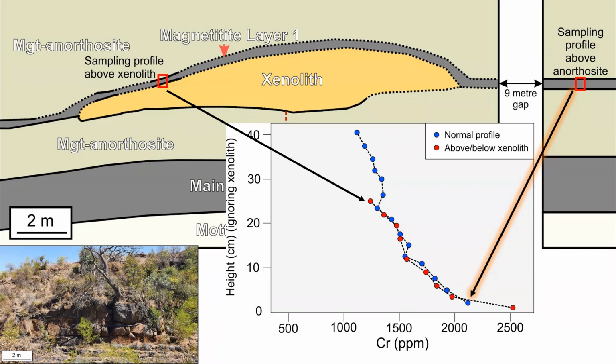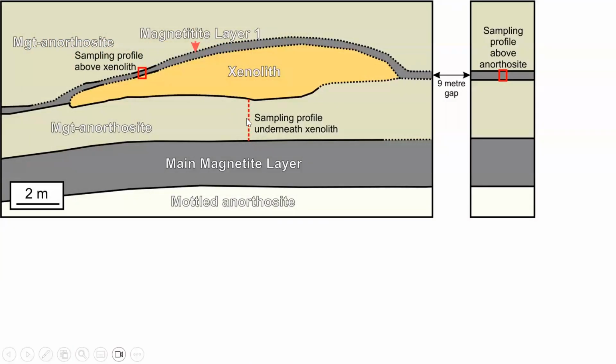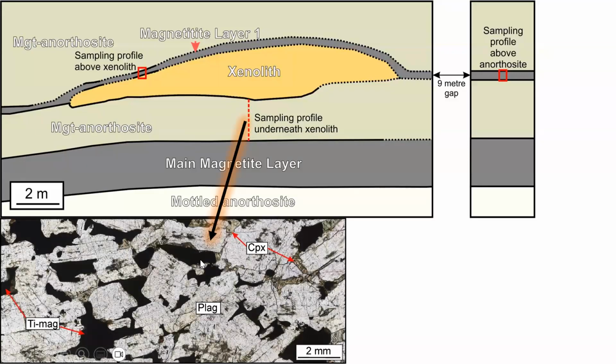Now, the second really important prediction states that if we really had chromium-rich liquids underneath these magnetitite layers, we should expect, if we can find cumulus magnetite in the underlying layer, it should have a chromium content that's at least as high as the base of the magnetitite layer. So once again, we took another sample here from underneath the xenolith. This magnetite and amorphosite contains what clearly looks like cumulus magnetite. It's got about 20% magnetite.